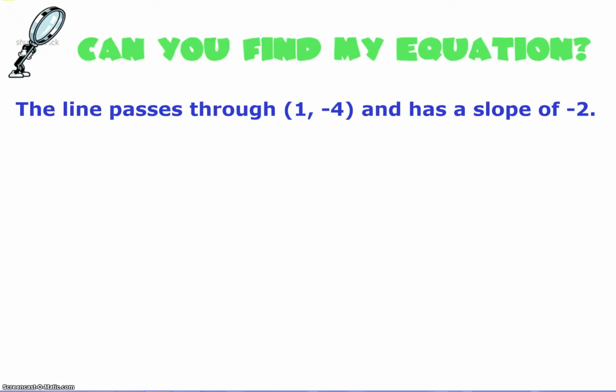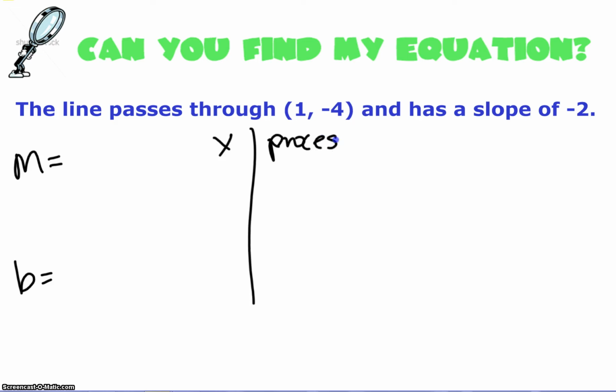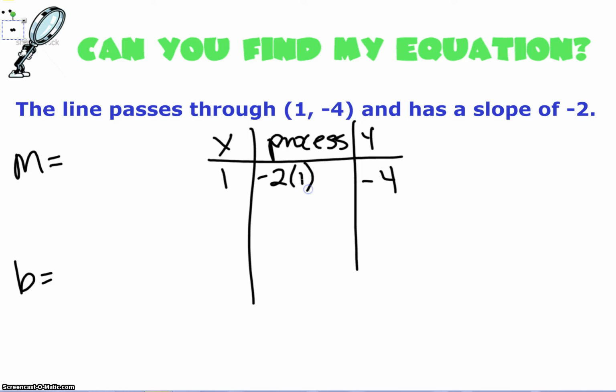All right. Another example. Can you find the equation of the line that passes through (1, -4) and has a slope of -2? So we know we're looking for m, and we're looking for b. So we need to draw our table. Plug in our point. So 1, -4. And we know our slope is -2, so -2 times 1.